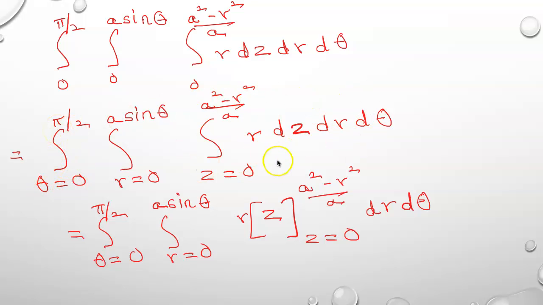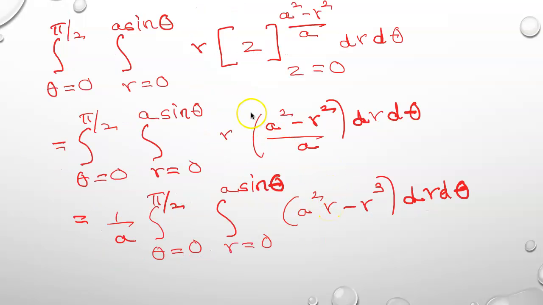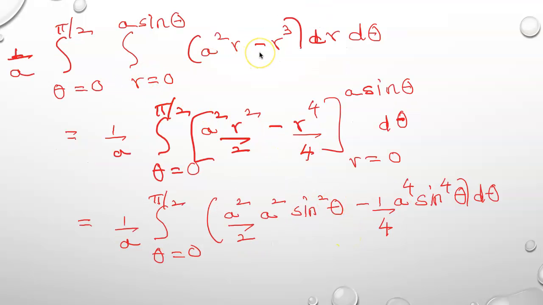So first integrating with respect to z, you get r, integral of dz is z within the limit z equal to 0 to a squared minus r squared by a. So we substitute here, we had stopped at this step, so you get r into substituting a squared minus r squared by a minus 0. So you can take out 1 by a, so it is 1 by a integral over theta integral over r. Opening this bracket, you get a squared r minus r cubed dr d theta. So this is our last step which we stopped at.